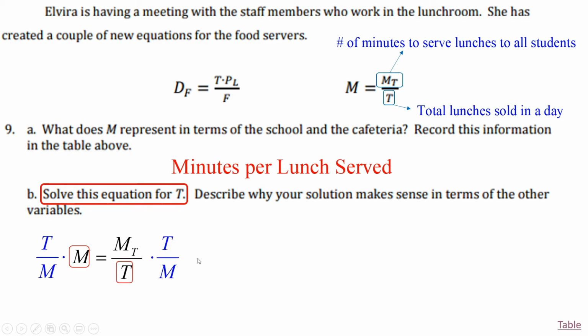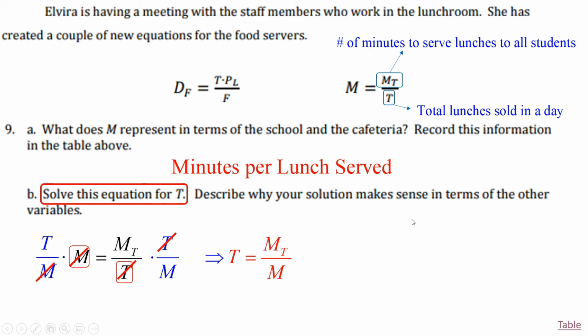Now, why did I do that? Now take a look here. The t's cancel, and over here the m's cancel. So what do I have? Solve for t. Doesn't t then equal m sub t divided by m? So let's write that out. T equals, and on the right over here I have my m sub t divided by m.